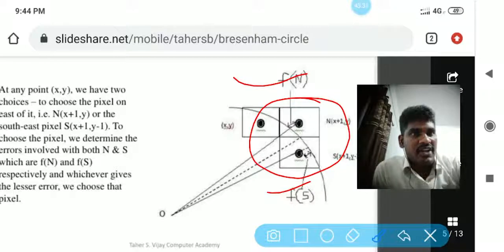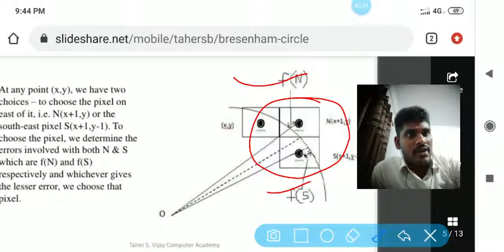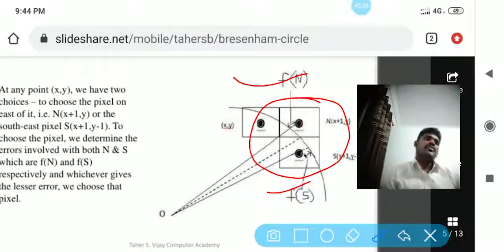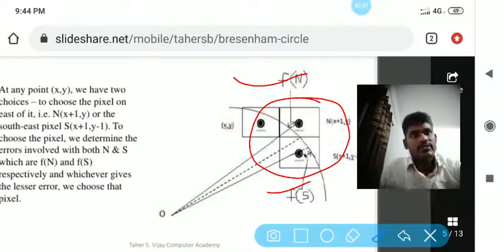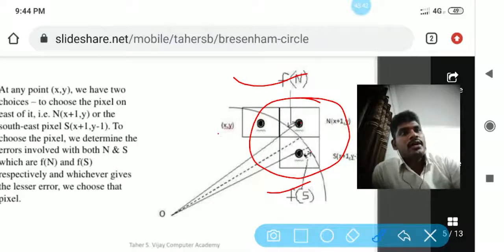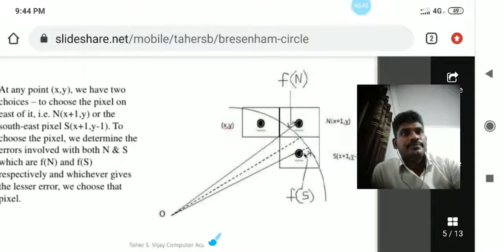Which one do you want to select? In between the 45 degrees, you want to select here or you want to select here. Both ends are there. Where you want to start, where you want to select, depends on the decision parameter. That's why we are following the decision parameter.